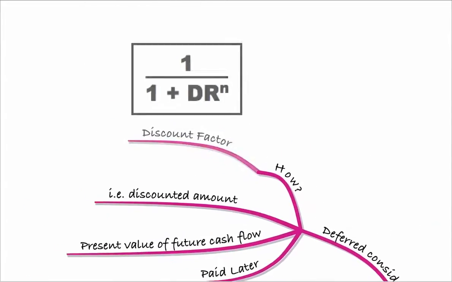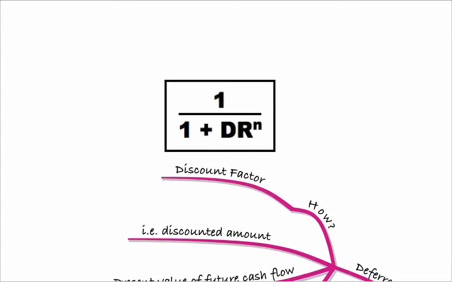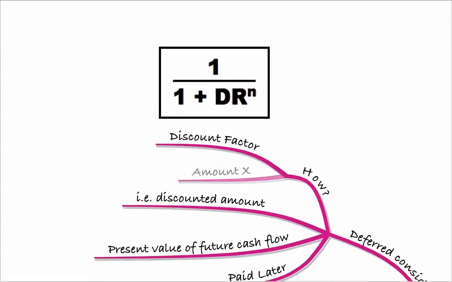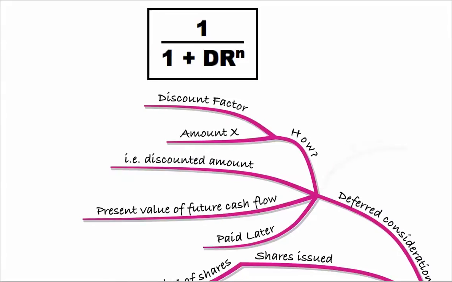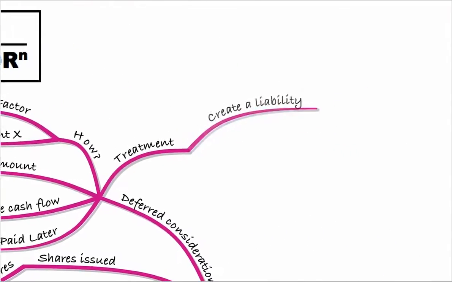We did it by calculating the discount factor, which was 1 over 1 plus the discount rate as a decimal to the power of n. And remember, n was the number of years until we had to pay it. So we multiplied the amount that we were going to pay by the discount factor, and that gave us our deferred consideration amount. The treatment for that then was we created a liability.